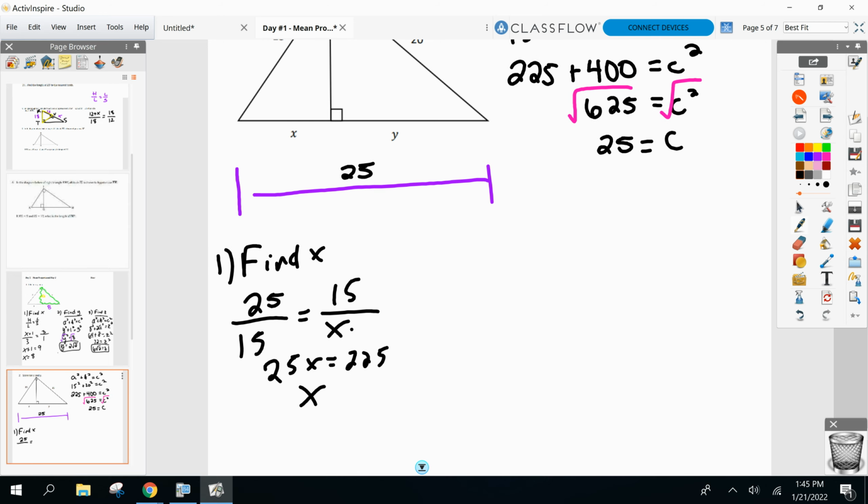And X comes out to be, what do we got on that? Is that 16 or the 9? I think it's 9. Right? Yeah. X equals 9.